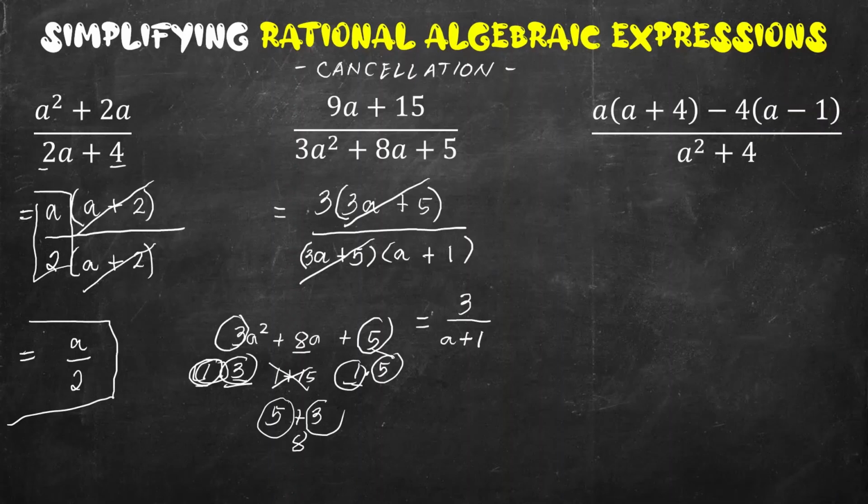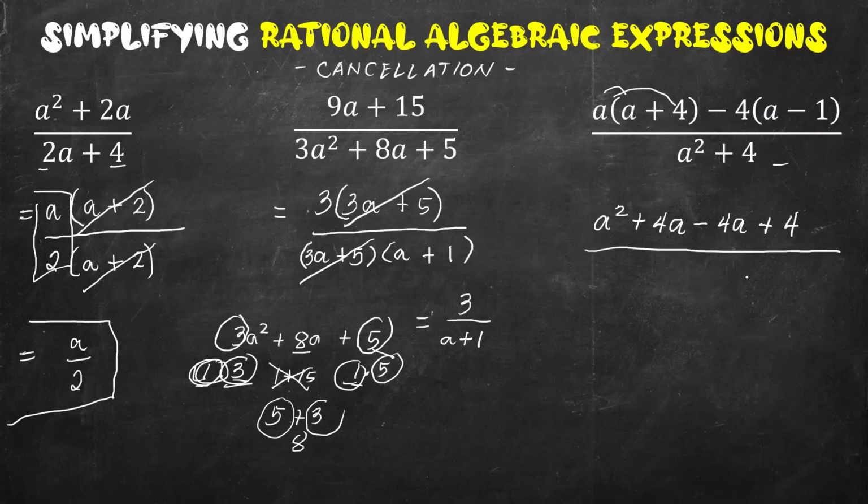Okay, next we have a times the quantity a plus 4 minus 4 times the quantity a minus 1, all over a squared plus 4. So basically, si denominator wala naman siyang common factor na pwede natin pa siyang i-factor, so hindi na natin siya gagalawin. Si numerator naman ay pwede nating i-expand or i-distribute. So una ay a times a plus 4. So a times a is a squared. A times 4 is 4a. Ito naman. Negative 4 times a is negative 4a. And then negative 4 times negative 1 is positive 4.